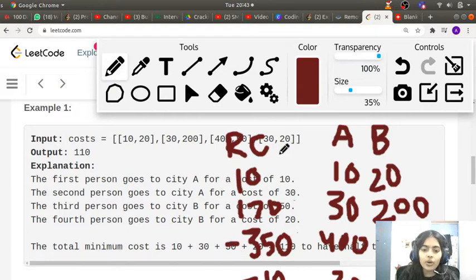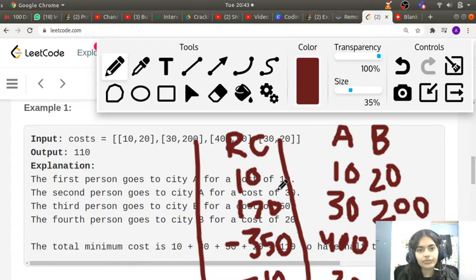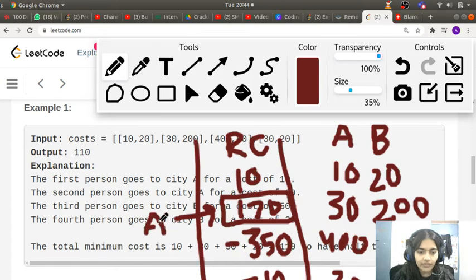So now we can sort this relative cost array. If we sort this relative cost array, we know whom to fly to city A and whom to fly to city B. So we fly first of all the second person to city A, then we are going to save a lot of money. So we are going to save 170 in this case.